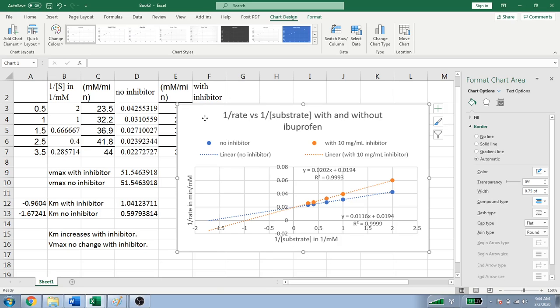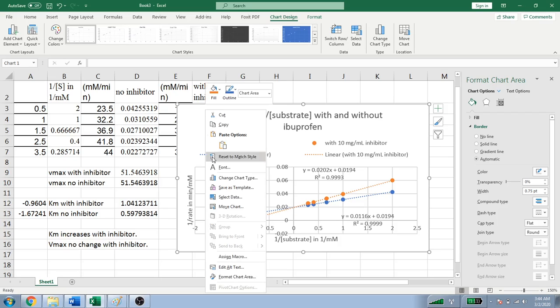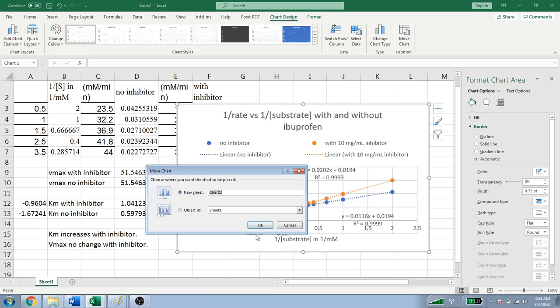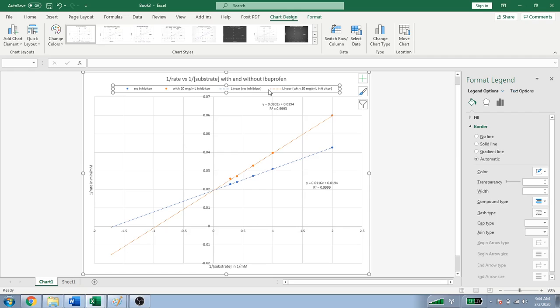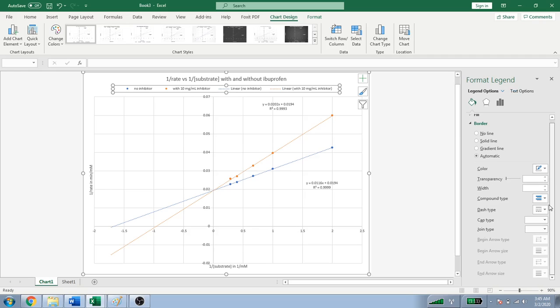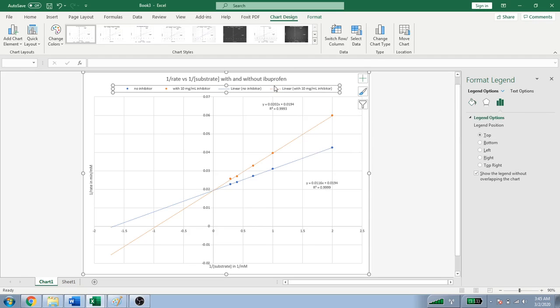Now, if you want to make it bigger, you can right-click on a white space on top of the chart and then move chart to its own sheet. There, it's nice and big. All right, so every teacher does want to see the legend, but they don't want to see this part. So I'm going to see if I can remove that. Okay, well, I don't know how to remove that, but I suggest you try to remove that. Well, maybe it's not so important.